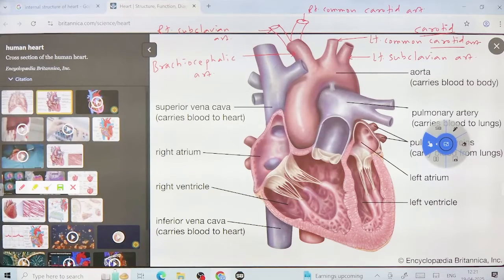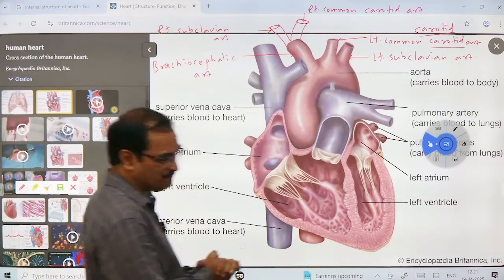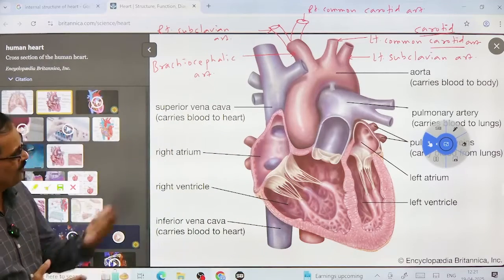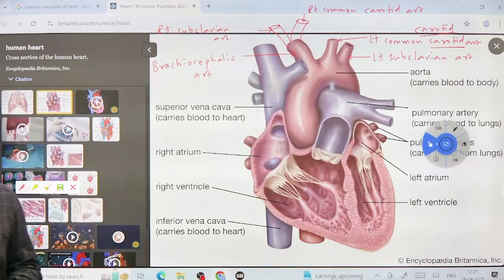Okay, this is about, I think we have completed the internal structure of the heart. Ask any question. Internal is done, now external. Right there. Next heading, external structure of the heart.